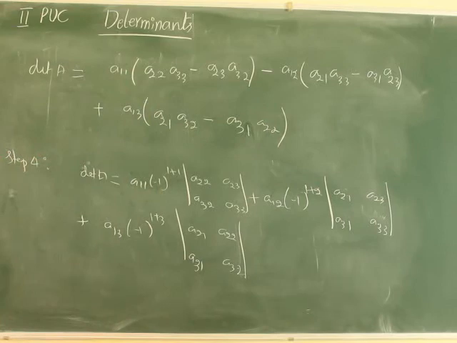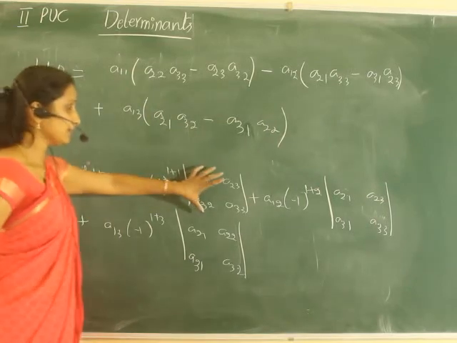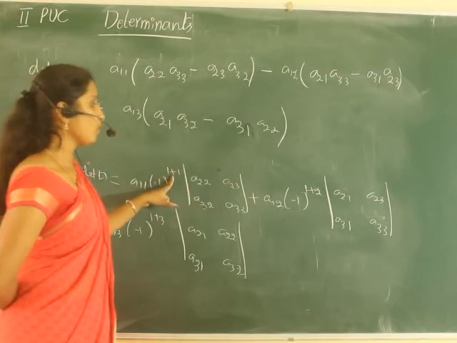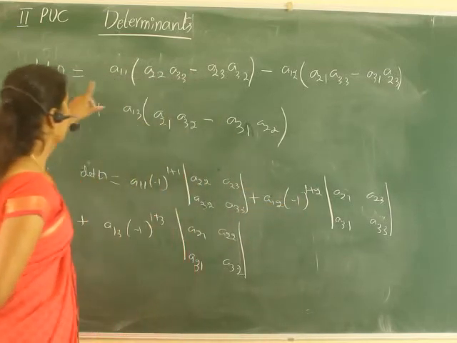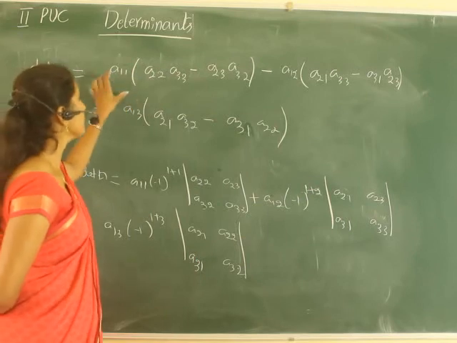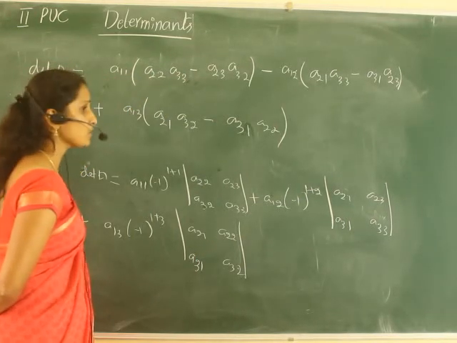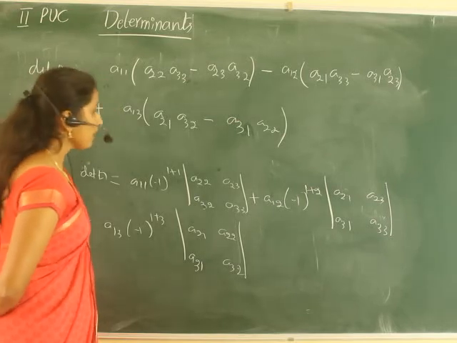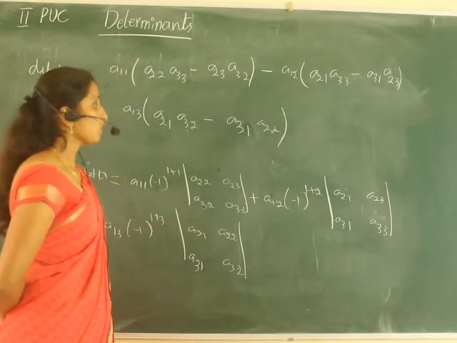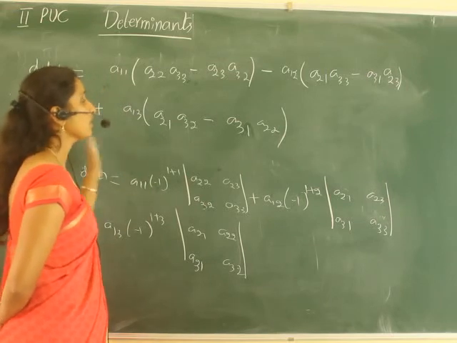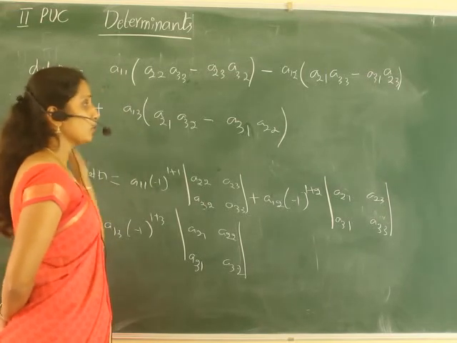This is the determinant, and we know how to find a 2 by 2 determinant. I have told why it is like this. In this way I can multiply and calculate. So this is the determinant expansion of a matrix along row 1. Similarly I can expand along row 2, along row 3, or along C1, C2 and C3.